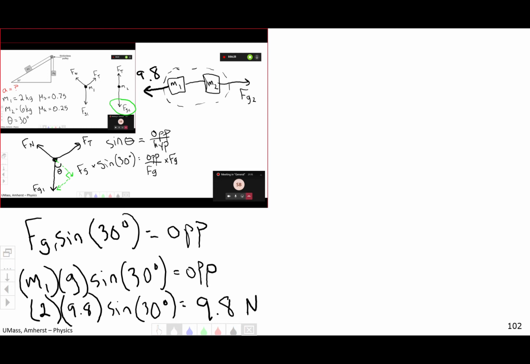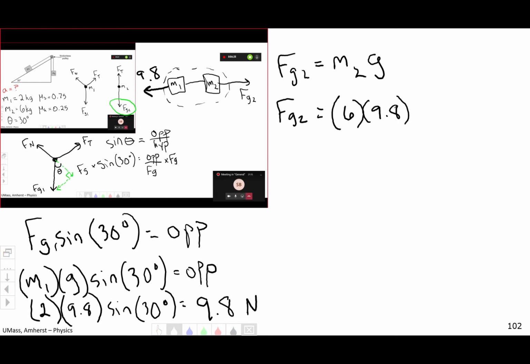Now, another thing we're going to need to figure out, in order for us to determine which way this system wants to move, we're going to need to look at FG2. So FG2 is going to be M2 times G, which is going to be 6 times 9.8, and that is going to be 58.8 newtons. So that means FG2 is 58.8 newtons.